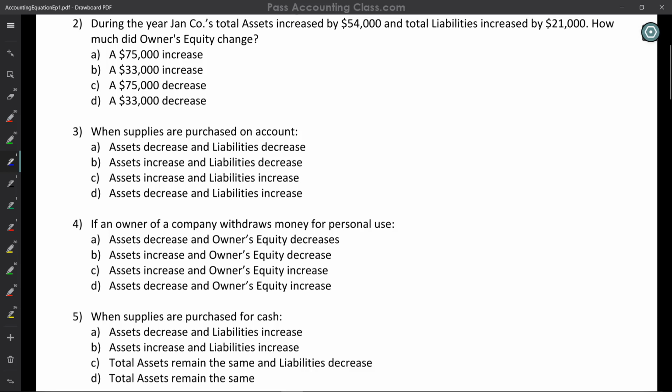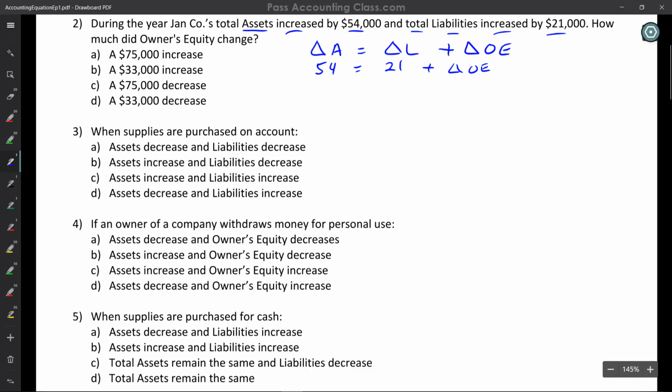So I'm going to write out the accounting equation, but I'm going to write it out for changes. So it's change in assets equals changes in liabilities plus changes in owner's equity. We know our assets increased by $54,000, so we'll write that as a positive. And our liabilities also increased by $21,000. So our change in owner's equity is going to equal $54,000 in assets reduced by $21,000 in liabilities, and that is a positive or an increase of $33,000 in our owner's equity. So the answer is B.